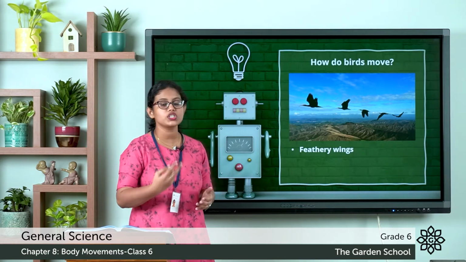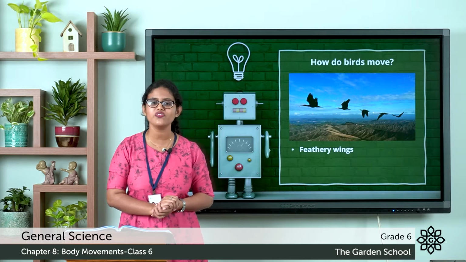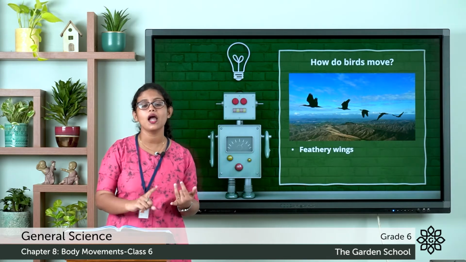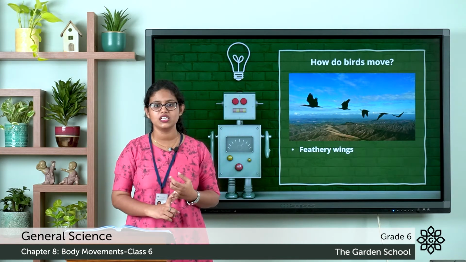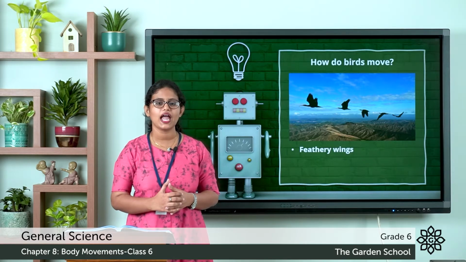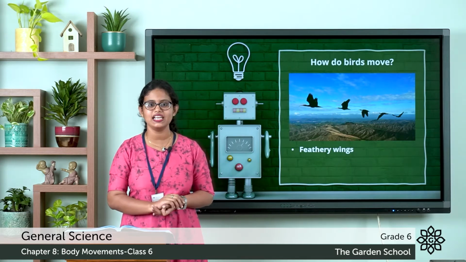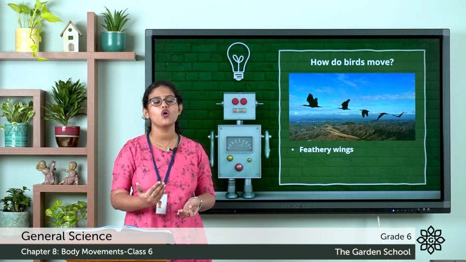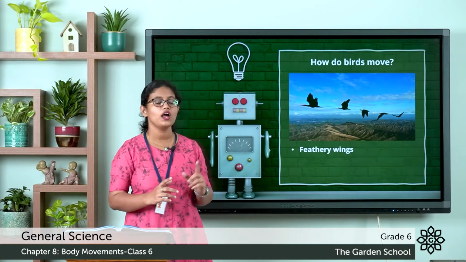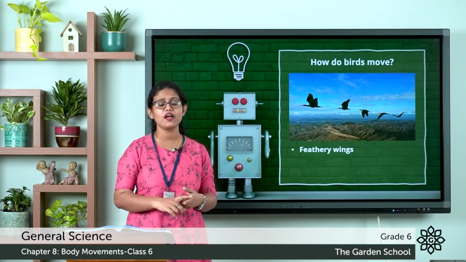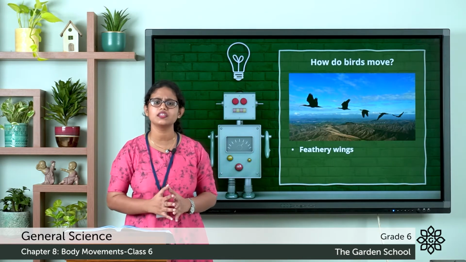There are three different types of feathers. The body of a bird is covered with three different types of feathers. Do you know which are they? It is the body feather that gives shape to the body of the bird. Then the down feather keeps the bird's body warm. And the next one is the flight feather, present in the tail and wings, that helps them to fly. So, the first special feature is that they have feathery wings.